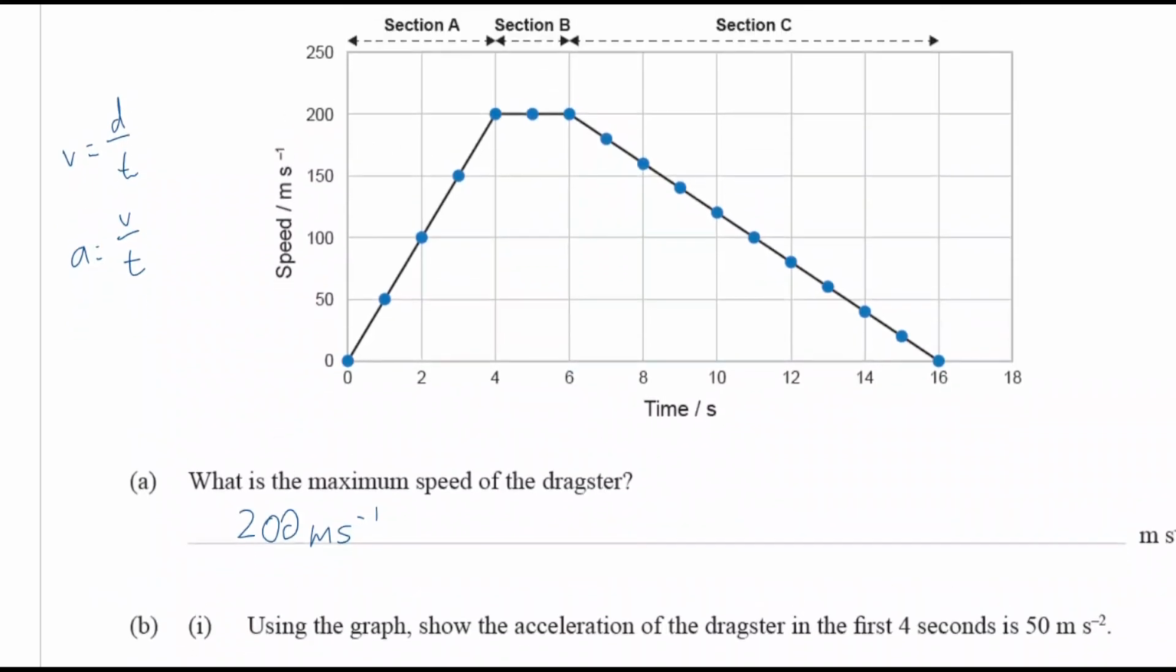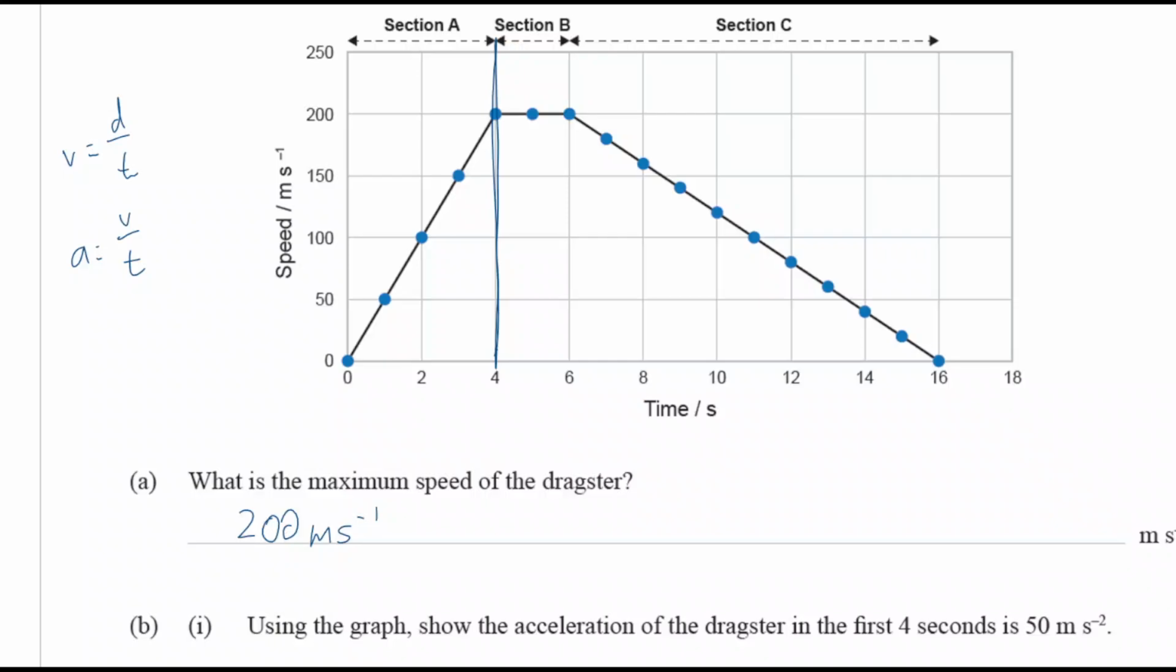Part B, using the graph, show the acceleration of the dragster in the first 4 seconds is equal to 50 meters per second squared. So it's a show that question, so we need to show a calculation. But I like these ones because they've given us the answer, so we can check our answer straight away. And if we're not right, we just try something else.